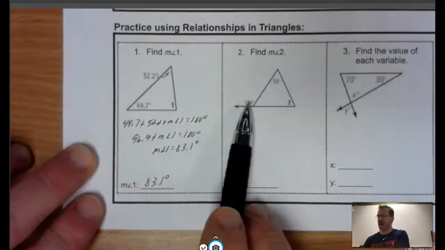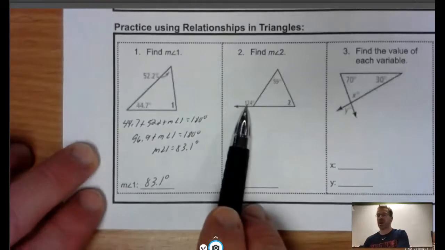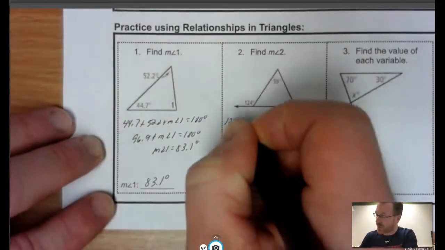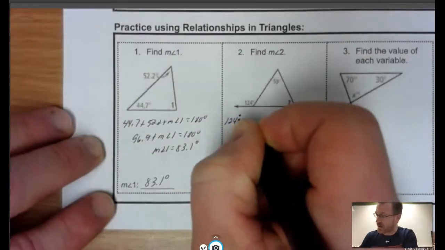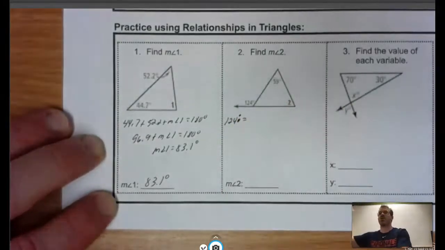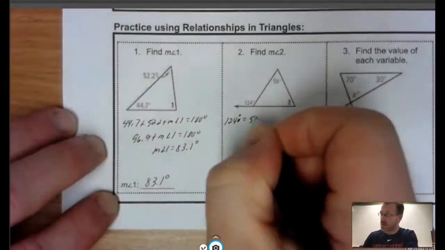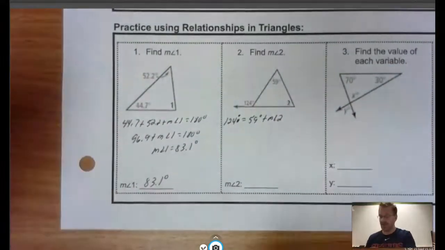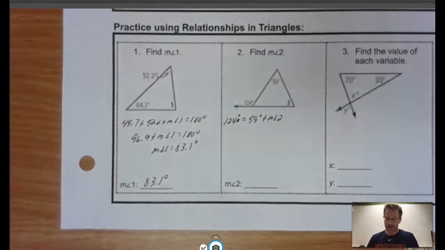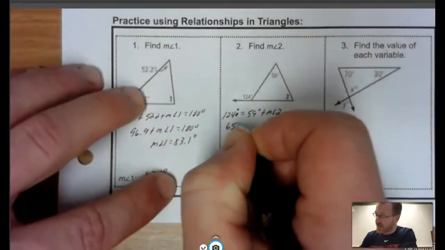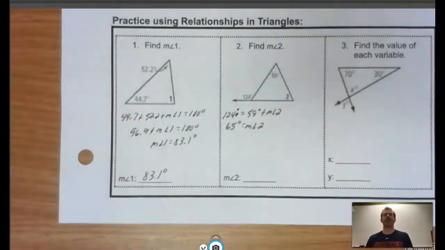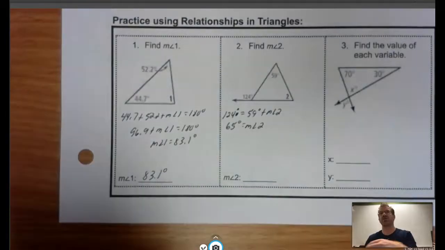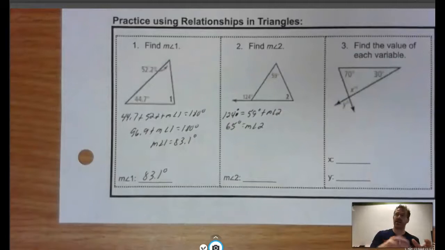One is noticing I have an exterior angle. So I can use the exterior angle theorem, in that the measure of the exterior angle, 124 degrees here, equals the sum of the remote interior angles. That would be 59 degrees plus the measure of angle 2. I can subtract 59, so 124 minus 59 is 65 degrees, which equals the measure of angle 2. So angle 2 is 65 degrees, using the triangle exterior angle theorem.